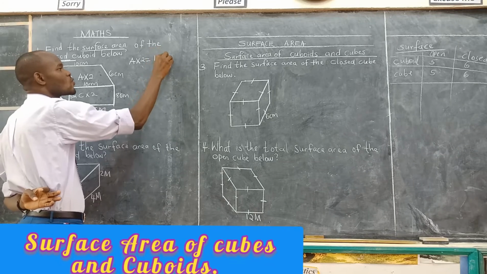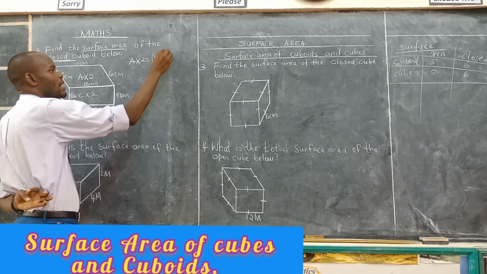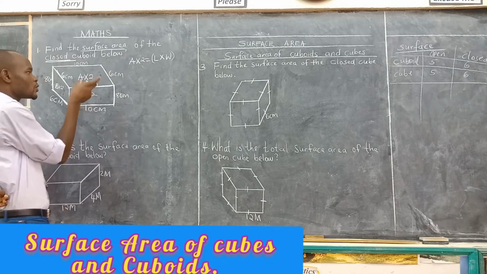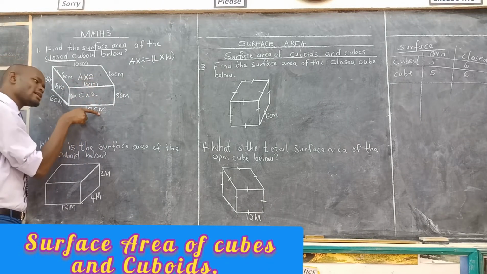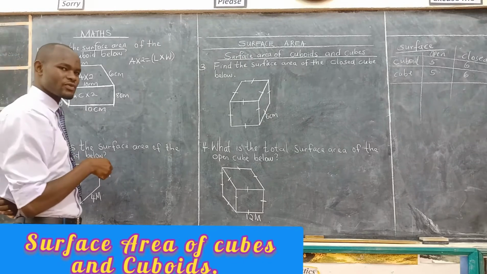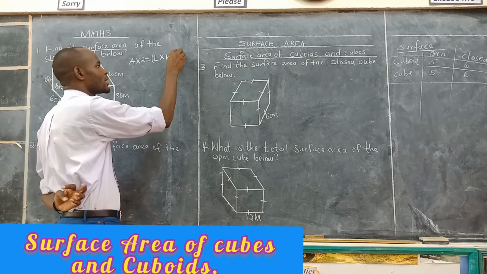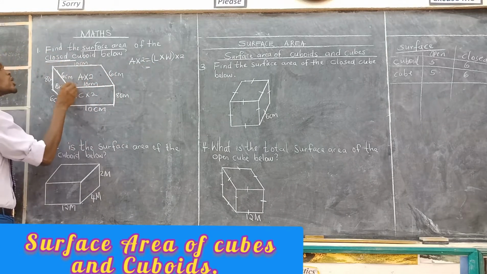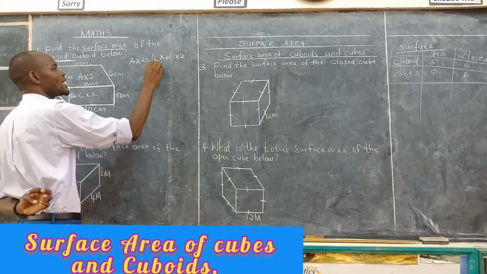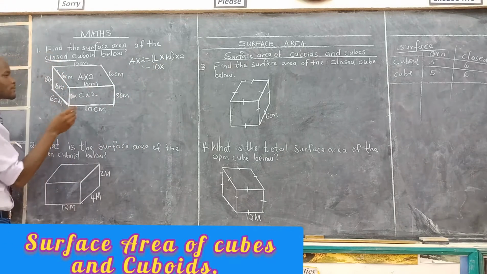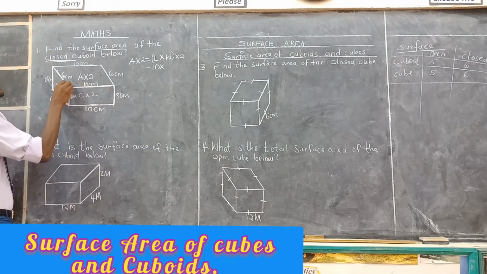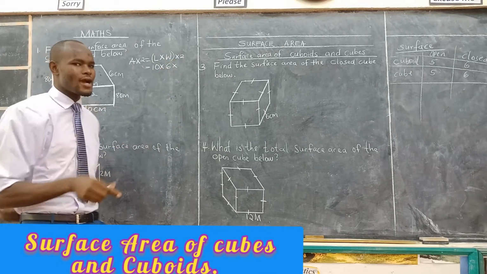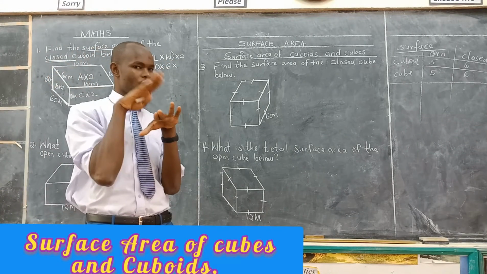Length times width. Remember, we are saying these are 2 rectangles which are similar. You don't need to get the area of the top one and then the area of the bottom one. That is wastage of time, my friend. So make sure you just multiply by 2. So the length of this rectangle is 10, so you have 10 times 6. That is the area of the top face.